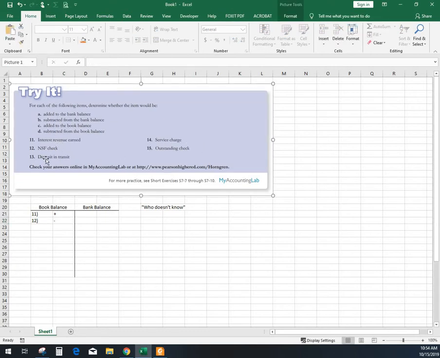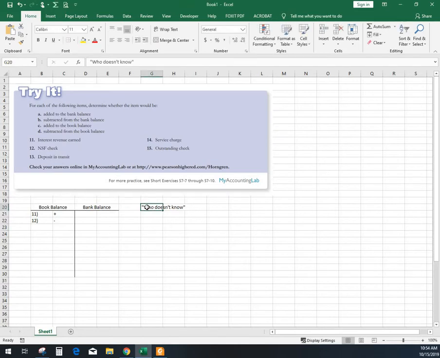Okay, now number 13, a deposit in transit. Who doesn't know that there are deposits in transit? Well, we obviously know there are deposits in transit because we sent them. The bank doesn't know who's sending deposits or when they're going to arrive, so the bank is out of the loop. Their books will need to be adjusted. So if it's a deposit in transit, that means the bank's balance obviously needs to be adjusted up.